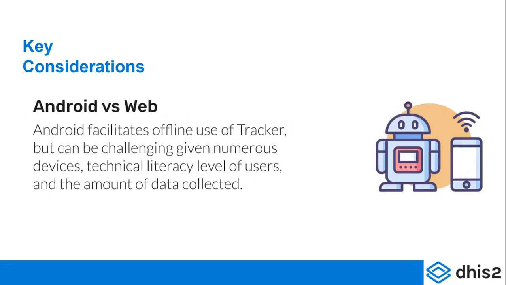This also has an impact on whether you're choosing to do your tracker system on Android or in the browser. Android is the solution that we have for offline data entry in Tracker. If you're running the Android application, it's storing a local copy of the data even when you're not connected to the server, and that data can be synced at a later time. But of course, using Android then also brings a lot of complications.